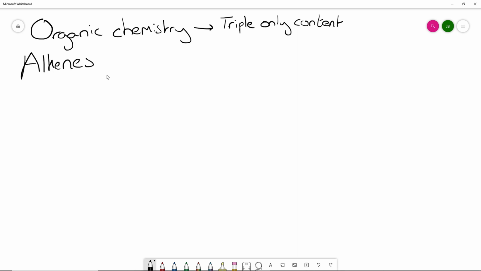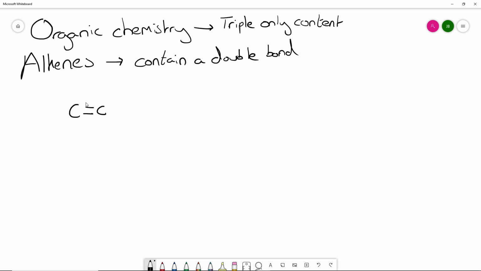Alkenes. So in the other organic chemistry video, we've combined and triple content. We talked about alkanes, and we talked right at the end about how we made alkenes using the cracking method. Now we're going to look a bit more about what they actually are. So alkenes contain a double bond, and that will be represented in a look a bit like this.